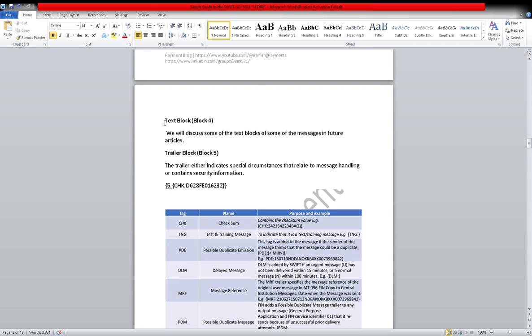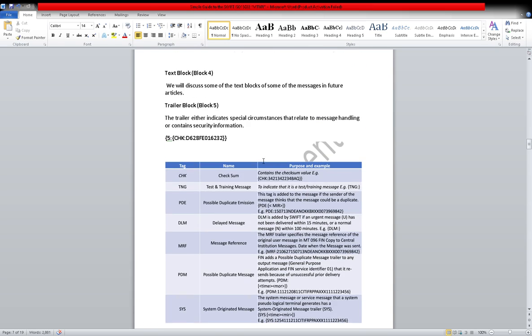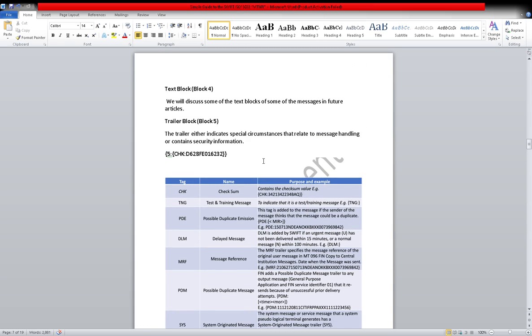Now we come to the text block here. I said we would discuss it later, but no, we are going to discuss it. We'll do one thing: because block 4 will take a good amount of time to explain, I will finish with the trailer first. This is the last block. After block 4 we can come back to the trailer part. Sorry, block 5. So this is the fourth part of our discussion, and this is called the fifth part.